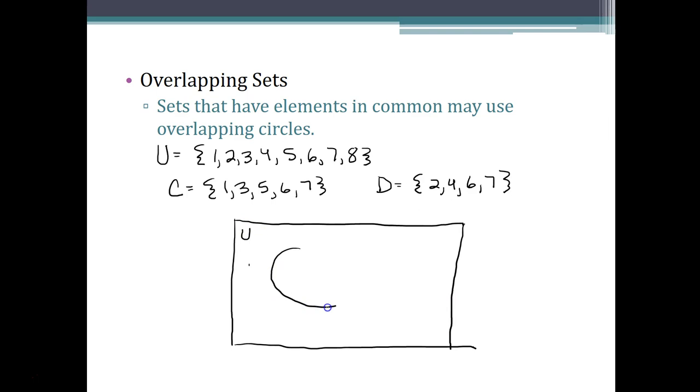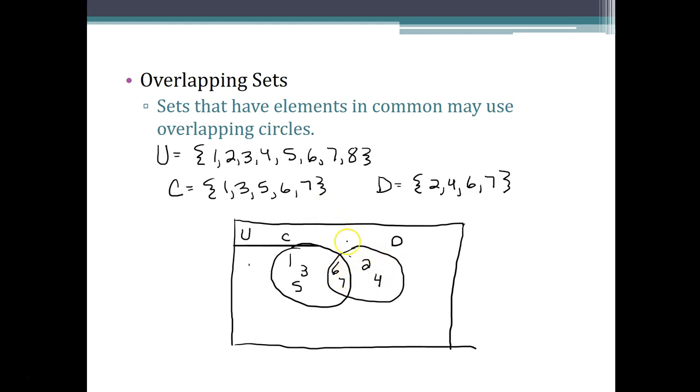Okay, so we'll go ahead and do the circles for C and D. Apologize for not actually being circles, but it's the best I can do. You first figure out what goes in the overlap. So in this case, we got 6 and 7 in common. Then set C also has a 1, 3, and 5 that are not in common with D. So they go out here in this part of C's circle. And then D also has a 2 and a 4 that are not in common with C. And the 6 and 7 are already covered in the overlap.